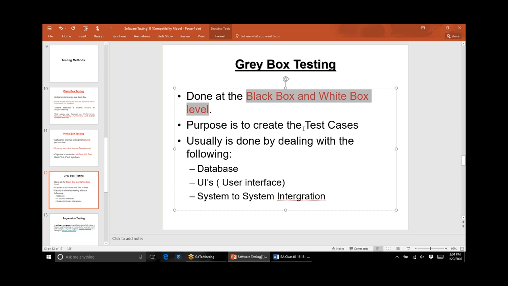So then we identify different test cases. You also look into the database, look into the user interface, and you also see system to system integration. I would like you guys to make a note of this term called system to system integration.